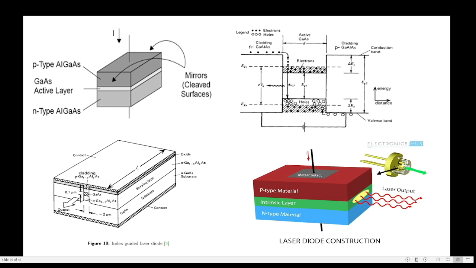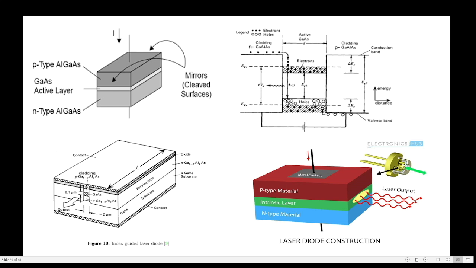This is the block diagram of the heterostructure laser. Here the upper layer is P-type aluminum gallium arsenide and the lower layer is N-type aluminum gallium arsenide, and in between P and N there is an active region of gallium arsenide.